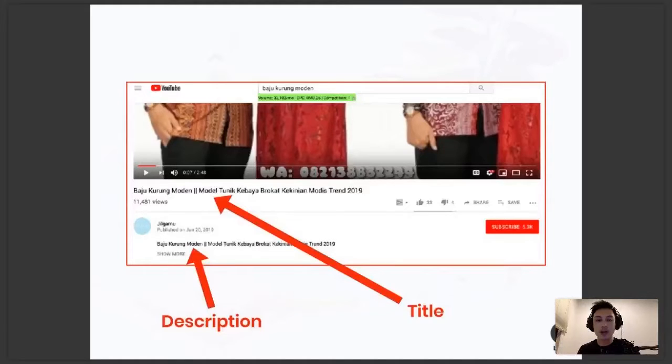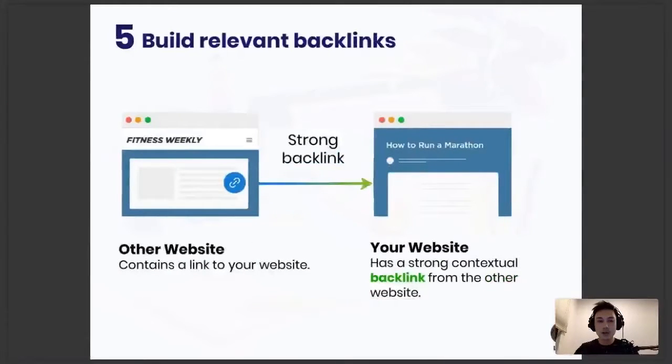Okay, let me go to the next one. Okay, number 5 is to build. This is the last step in the framework, to build relevant backlinks. So let me explain what backlinks are, right? So let's say your site is the one on the right, the one where you wrote an article called How to Run a Marathon. Okay, so maybe you run a website selling fitness products. You sell maybe shirts for fitness, right? And you come up with content called How to Run a Marathon, just to create some content that gets some traffic into your website, right?